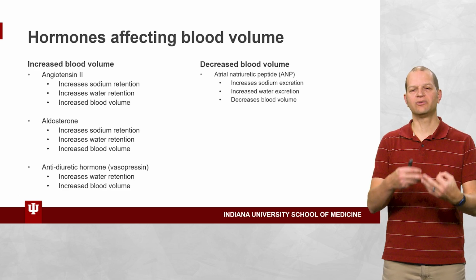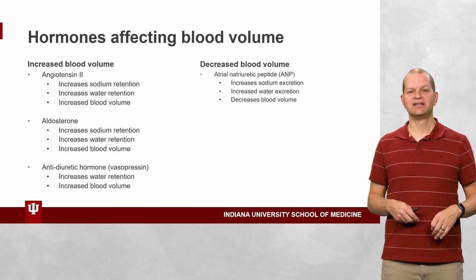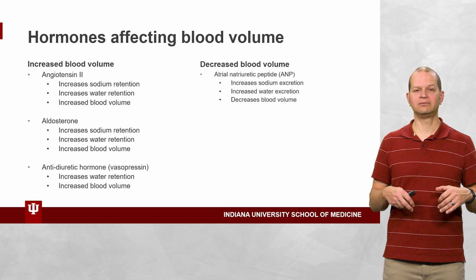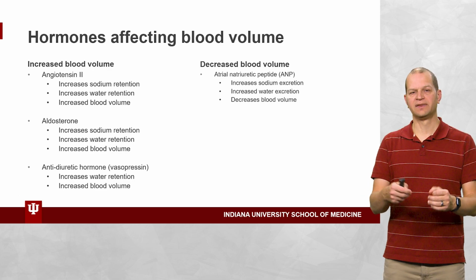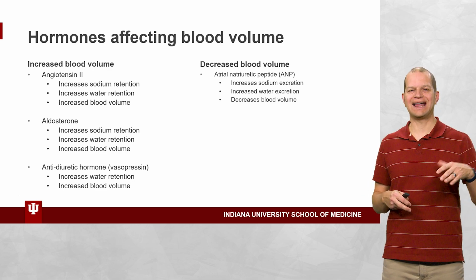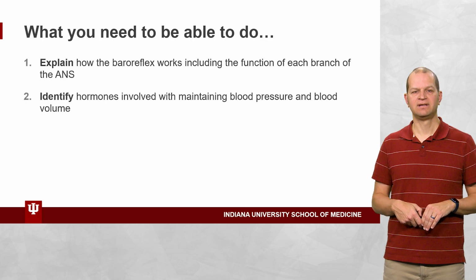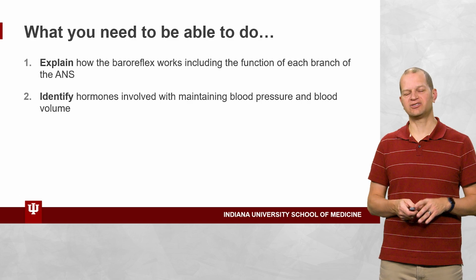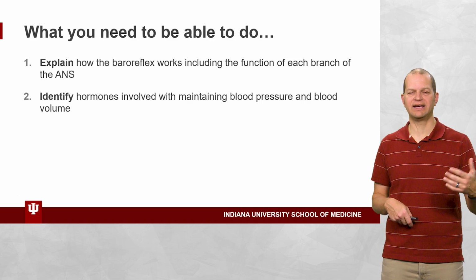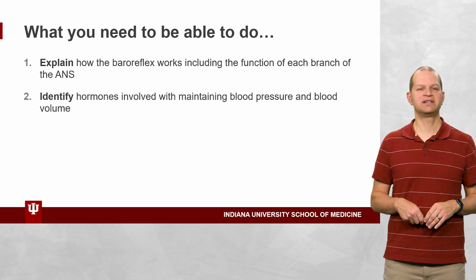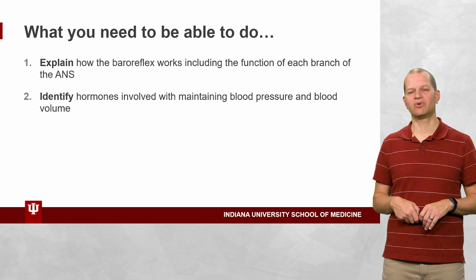We have something called ANP, and ANP essentially does the opposite of these hormones. It causes us to get rid of sodium, and it causes us to get rid of water. And so if we've got high blood pressure, we'll release ANP to get rid of some of that water. So with that, here are the two things I hope you can do. Can you explain how the baroreflex works? And can you identify hormones involved with maintaining pressure and volume?